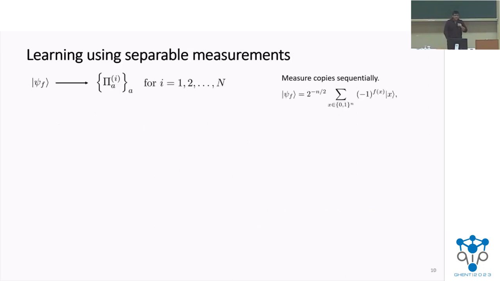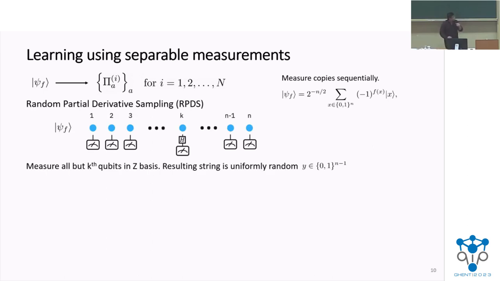So I'll talk about how we can get access to some particular type of random samples, and I'll focus on learning using just separable measurements. Here I'm just applying a measurement on one copy at a time, sequentially. The routine that we call is random partial derivative sampling. The idea is that suppose you have an n-qubit phase state.